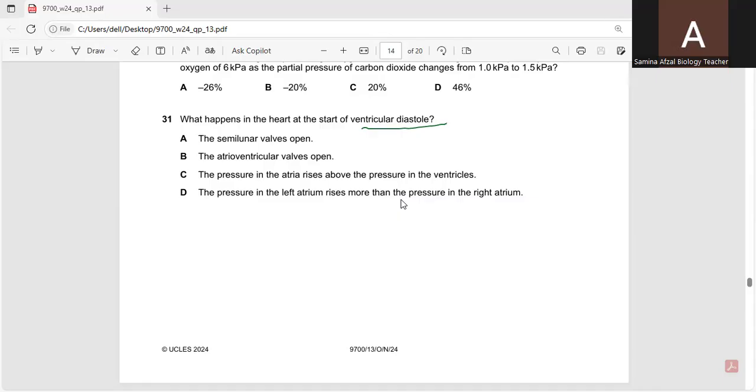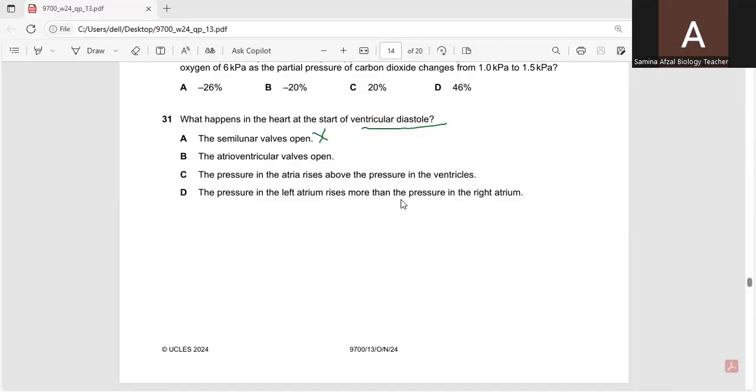The first option is the semilunar valves open. Semilunar valves will be open when the blood flows from the ventricles towards the aorta and towards the lungs. From the left ventricle, the blood will move towards the aorta, and from the right ventricle, the blood will flow towards the lungs. So at that time the semilunar valves open, not at the time of ventricular diastole.